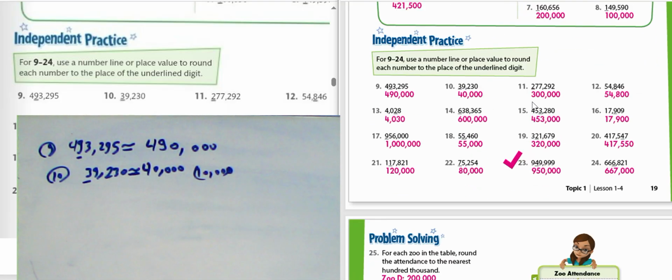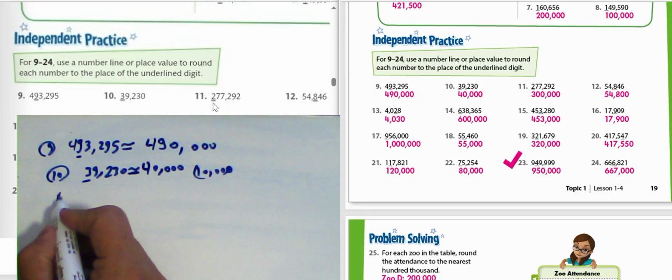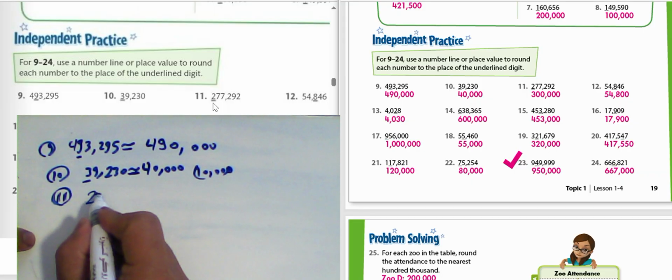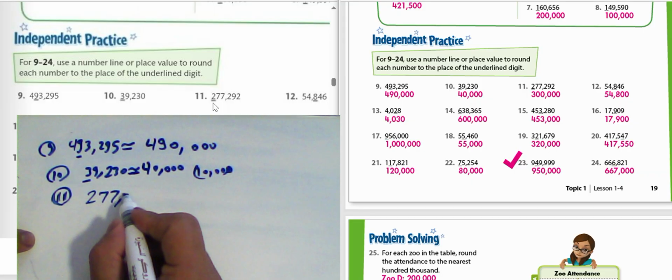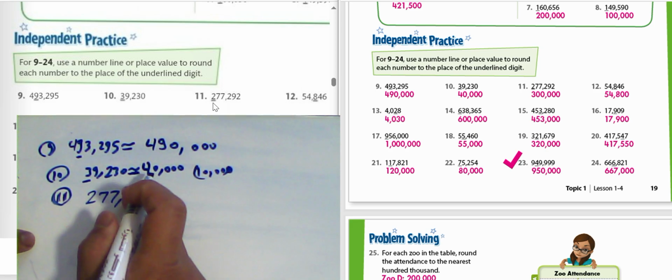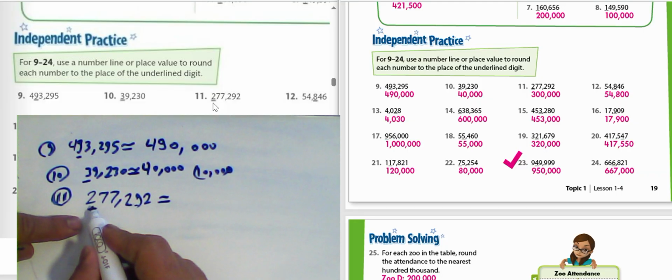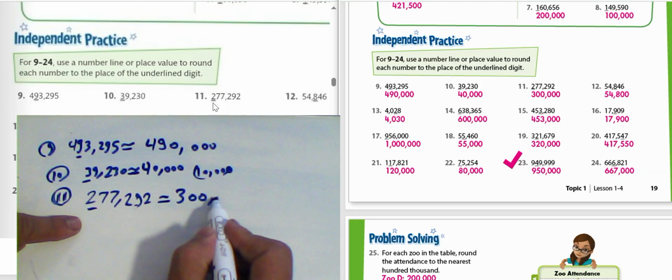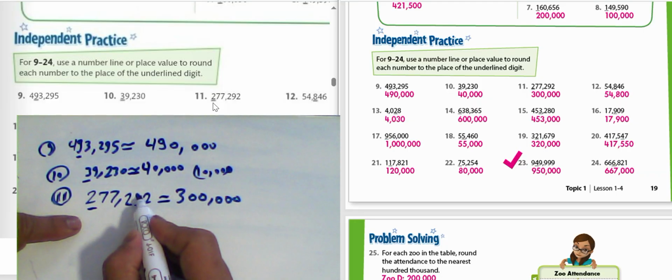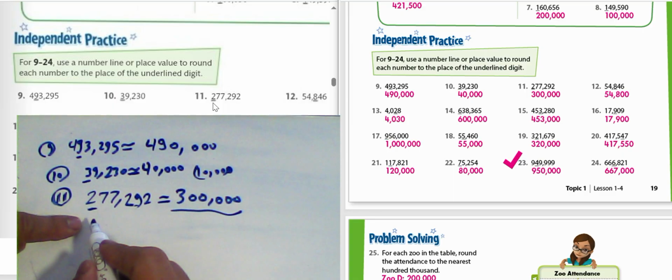Okay, we have the answer here. 277,292. We can approximate this number to the nearest what? To the nearest 100,000. I will explain in this place. 7 can give 1 to the left-hand side. Then the result will be 3 and double 0 and 3 zeros here. Then the result will be 300,000.